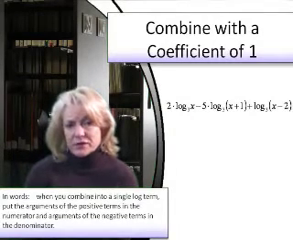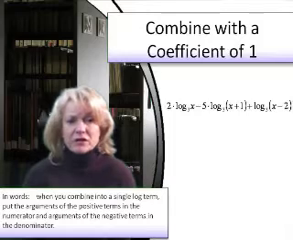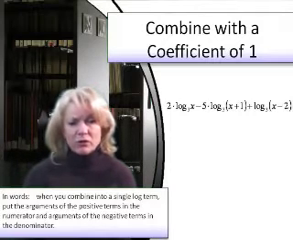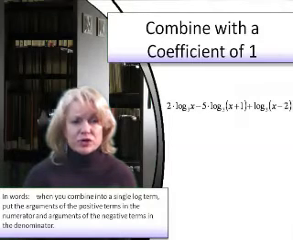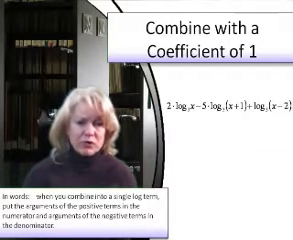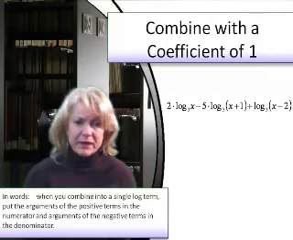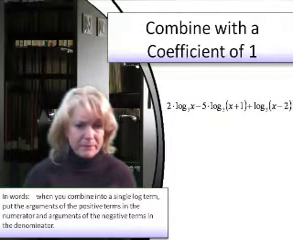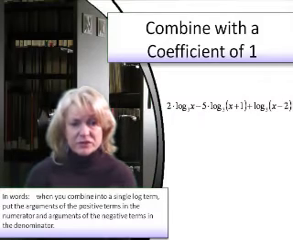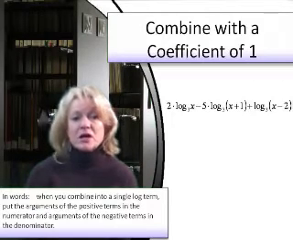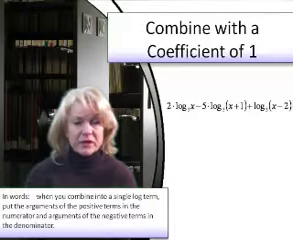Let's combine these three separate terms into a single term. The first thing we need to do is make sure all coefficients on the separate log terms are 1. The first two terms have coefficients other than 1. Before these terms can be combined, we will need to move the coefficients into the position as exponents on the arguments. We are using the power rule for logarithms when we do this.